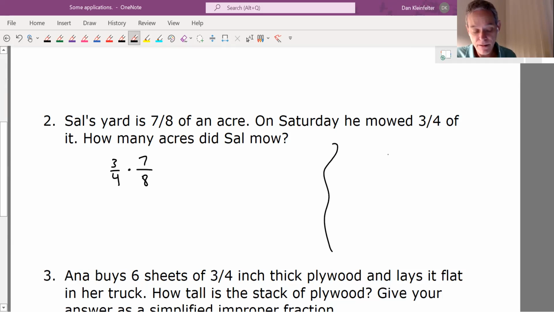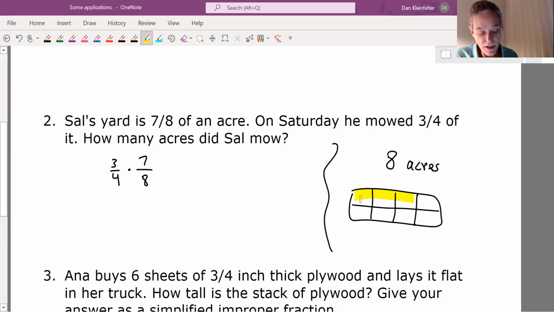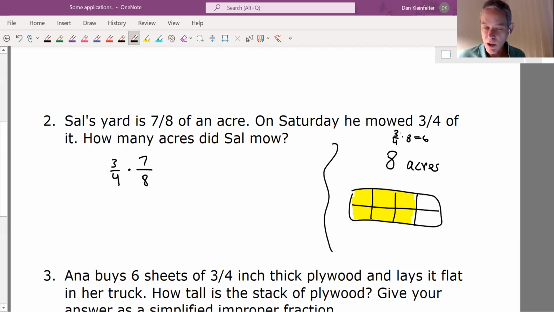Again, let's pretend that he had 8 acres. If he mowed 3/4 of that, okay, 8 acres. Sorry, I was supposed to be done drawing pictures. All right, let's say that he had 8 acres. If he mowed 3/4 of that, that's 6 acres, right? So 3/4 times 8 is 6 acres. All right, so taking a part. Multiplication by a fraction is used for taking a part of something. So we'll take 3/4 of his 7/8 of an acre.